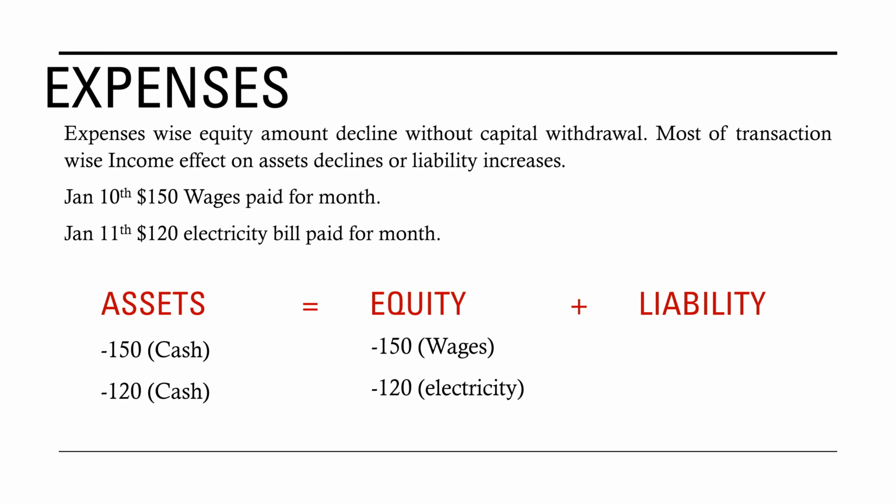How do we pay the electricity? Normally we pay using money, and money is cash, which we identify as an asset decline.